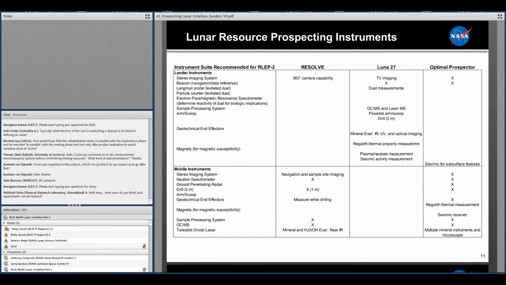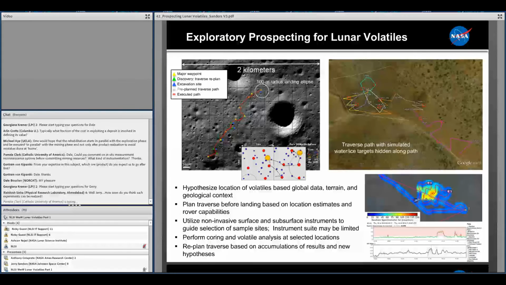I won't go into it, but I have shown other charts that basically show what types of instruments have been proposed for different types of prospecting missions. And on the right-hand side, I've included a list that, if money was no object, these are the type of instruments that I would prefer for prospecting.